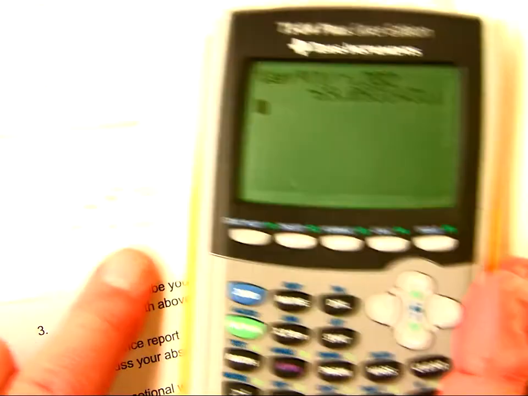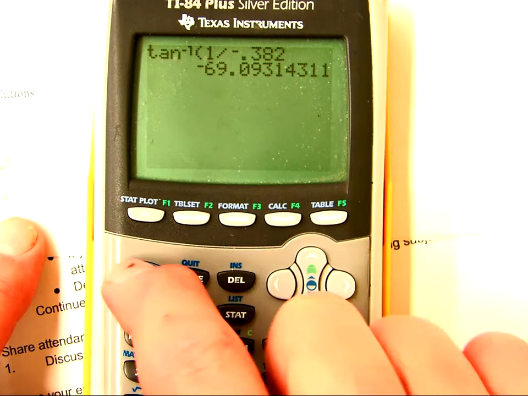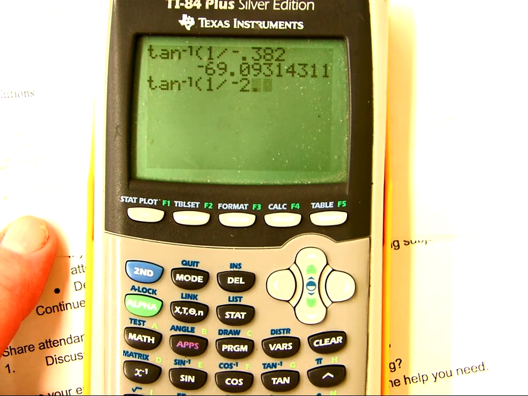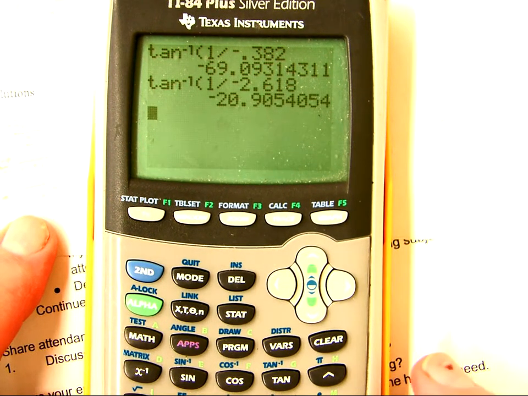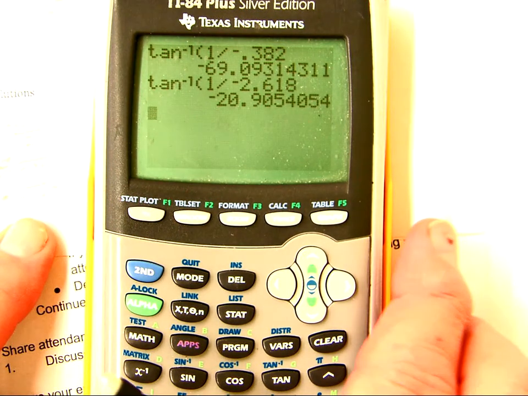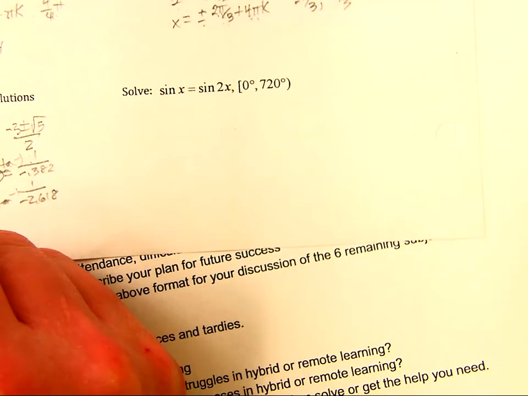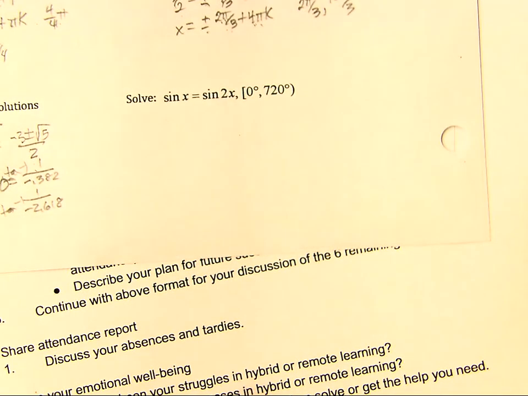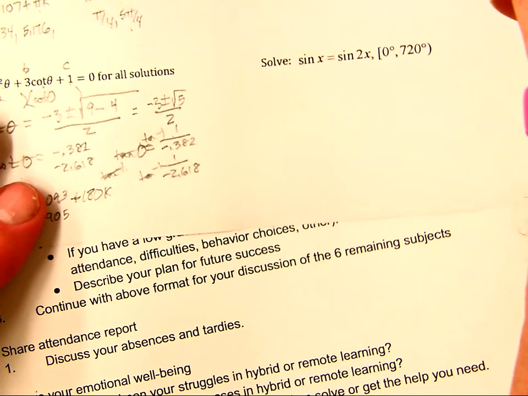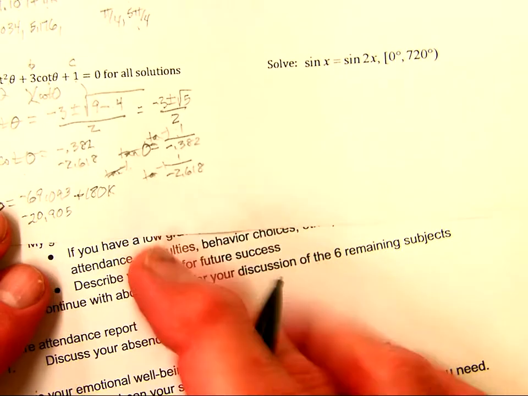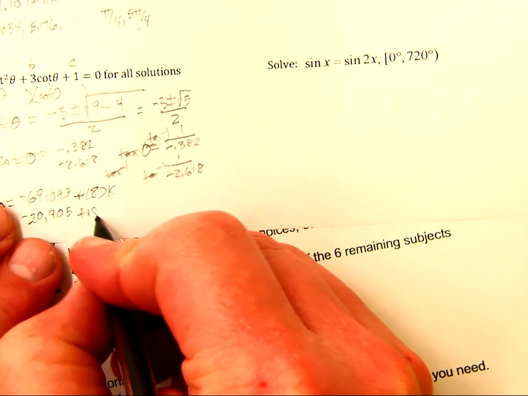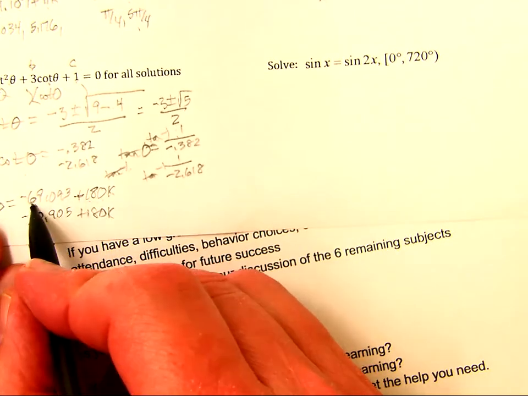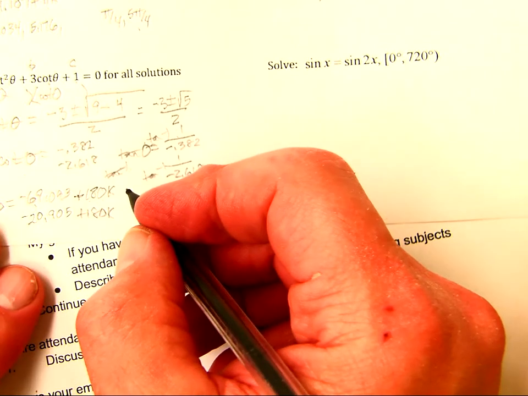Okay. Now let's do the second one. Let's do the inverse tangent of 1 divided by negative 2.618. I get negative 20.905. Okay. Now we're going to add 180 to each one of those. So if I add 180 to this one, 180 plus negative 69.093.